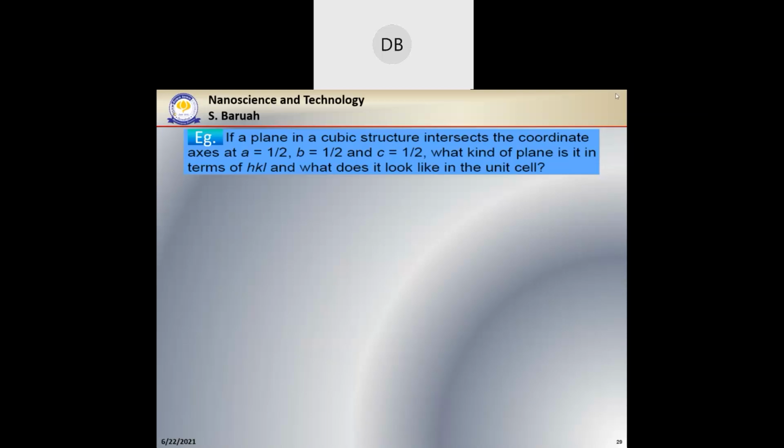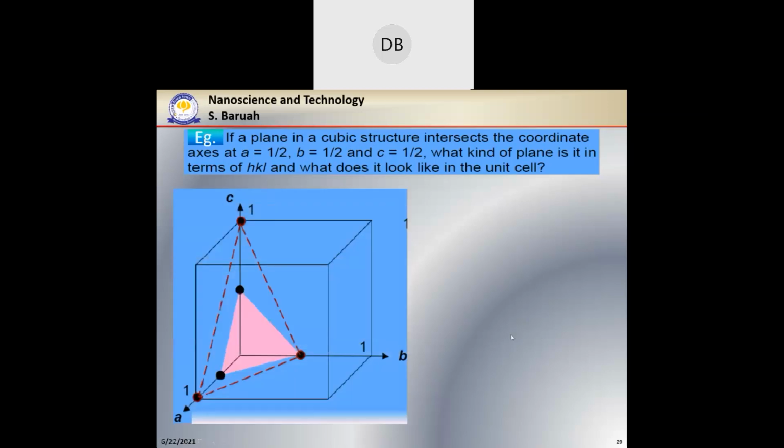All right, now let's look at this small numerical. We are taking the simplest structure, a cubic structure. It says if a plane in a cubic structure intersects the coordinate axes at half, half, and half, what kind of plane is it in terms of HKL, that means the Miller indices, and what does it look like in the unit cell? If we try to draw this now, here is your simple cubic structure, and the plane we are talking about cuts A at half, B at half, and C at half, right? So this is our plane that we are talking about.